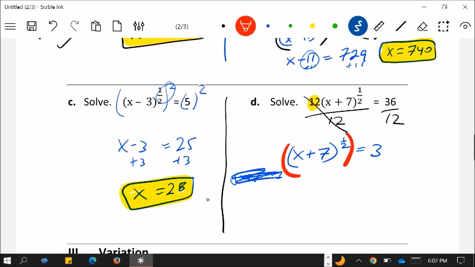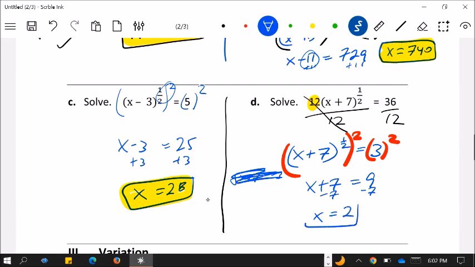So I am going to square on both sides. And the 1/2 times 2 makes just the 1 there. And so I have x plus 7 is equal to 9. Subtract 7. x is equal to 2. So if I put 2 in there, 9 to the 1/2 is a 3. 3 times 12 is 36.